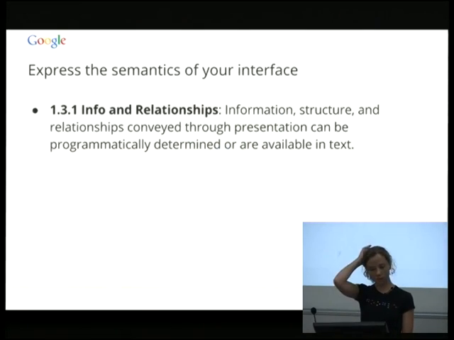Okay, so the next thing that you need to do is express the semantics of your interface. The relevant recommendation here is information, structure, and relationships conveyed through presentation can be programmatically determined or available in text. So when you're using assistive technology, it needs to be able to determine the structure of the page, so it can say this is a button, or this menu button controls this particular menu, things like that.